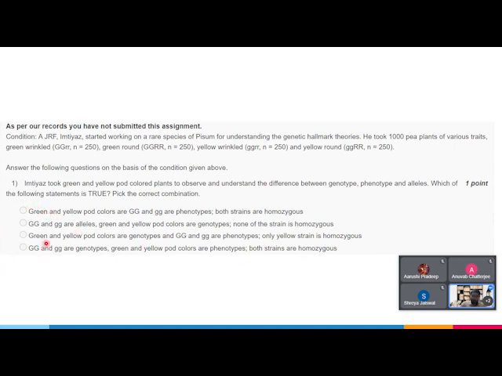Since this is a single correct option type of question, you can put the options that you think are correct into the chat. Archana says it is D, that is, capital GG and small gg are genotypes, green and yellow pod colors are phenotypes, and both strains are homozygous. Someone else wants to try? You can put in what you think is the correct answer into the chat box. Shreya also says it is D.